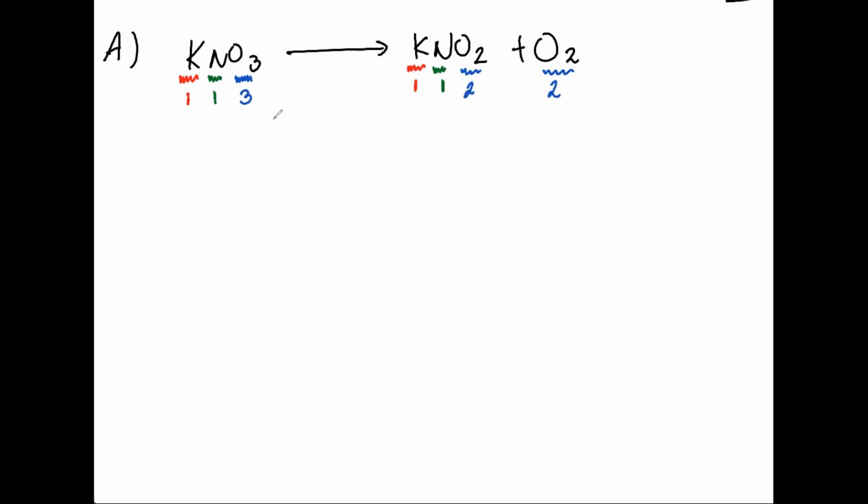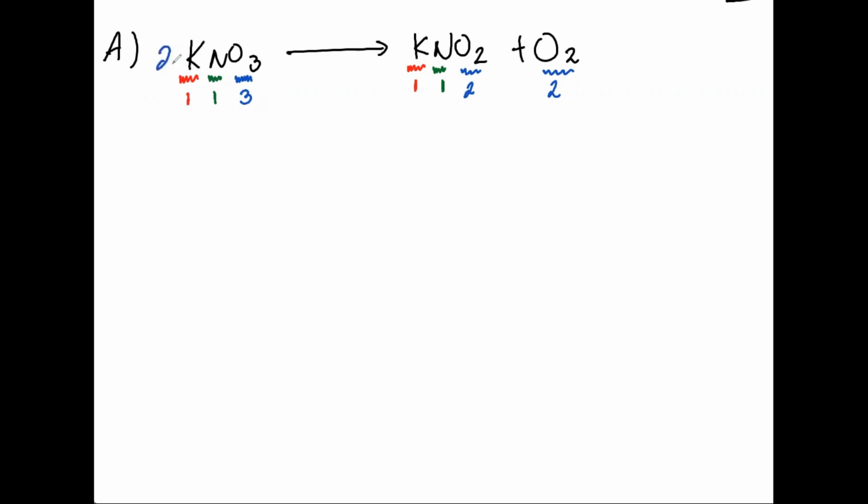So what do we do? We need to balance them. We need to make sure that there's the same amount on the right and on the left. You can make both of them equal to 3, or you can make both of them equal to 4, or you can make both of them equal to another number. Now let's think about it. So here you have 1 K, 1 N, and 3 O's. On the other side, you have 1 K, 1 N, and 4 O's.